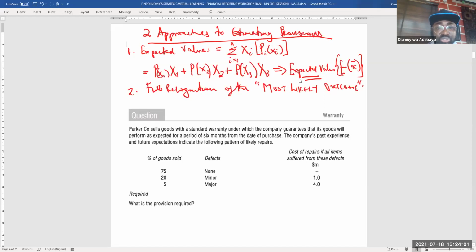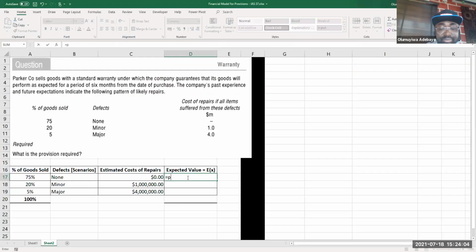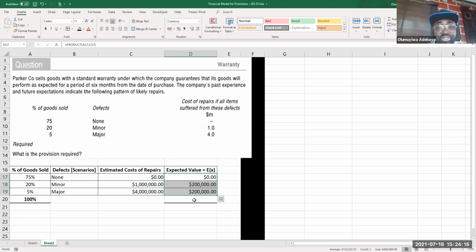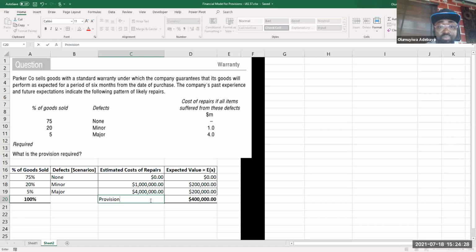Therefore, doing that, we multiply, which means we find the product of the probability and the estimation. And once you average it, we sum it up. And our estimation is 400,000, which means we make a provision of how much? That's the provision we make in this case. Does that make sense? Now, percentage gives us our probability.